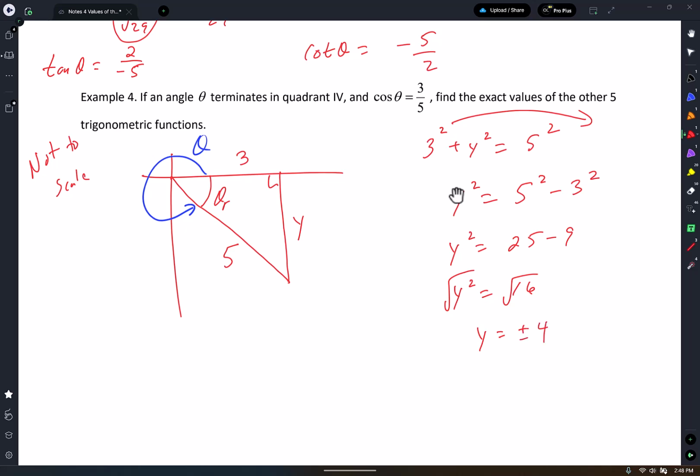Which one am I going to use? The positive one or the negative one? The negative one, right? Because you're in quadrant 4. In quadrant 4, the y value is negative. Ask me, guys. Ask me.